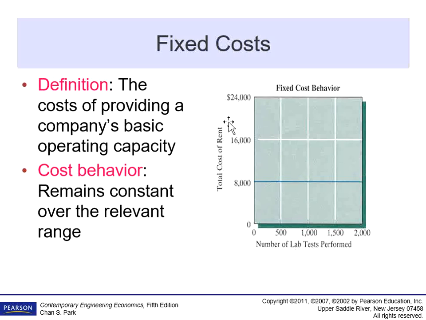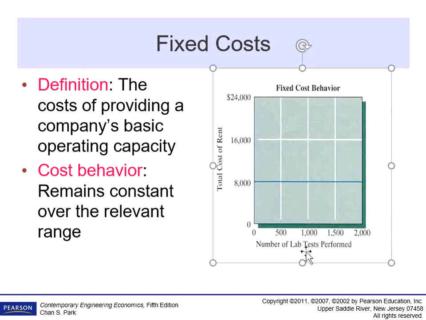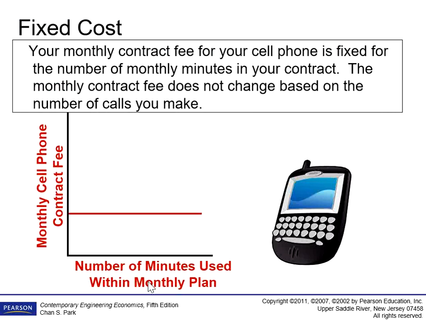Maybe the cost of rent, as an example. Rent does not depend on, in this example, how many lab tests this laboratory has performed. So rent of the lab or rent of the building is the same. So this is what we call a fixed cost. Fixed cost stays the same, right? It is fixed.